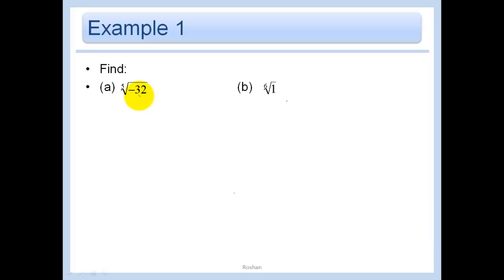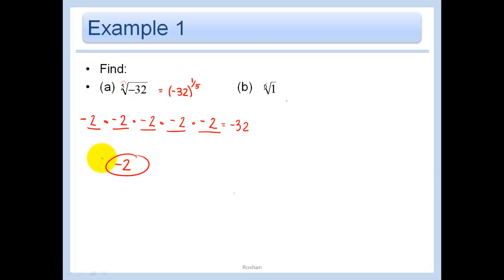So here, I'm doing the 5th root. I could re-express this as negative 32 to the 1/5. So I'm asking myself, what times what times what times what times what equals negative 32? 1, 2, 3, 4, 5. Well, since I get a negative out, I know it's going to be negative something, because now I have 1, 2, 3, 4, 5 negatives, which is a negative. And what about 2? 2 times 2 is 4, times 2 is 8, times 2 is 16, times 2 is 32. So it looks like my answer is going to be negative 2.